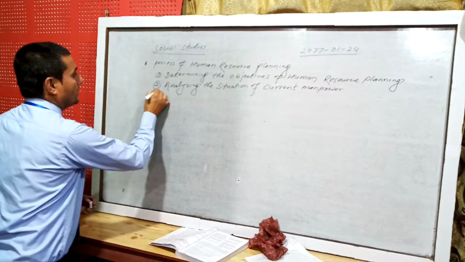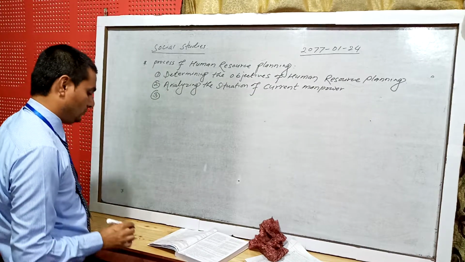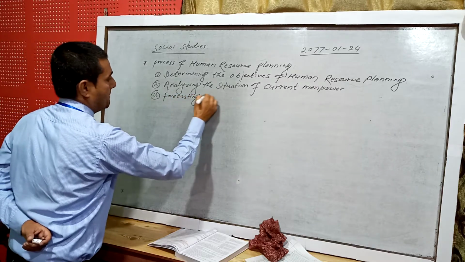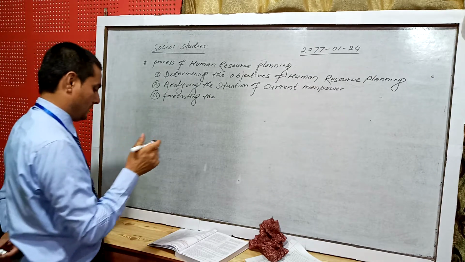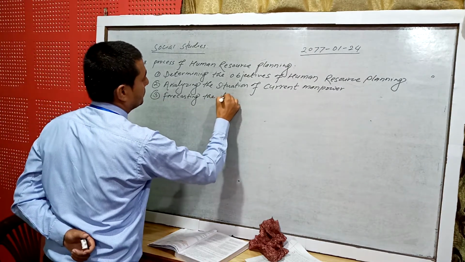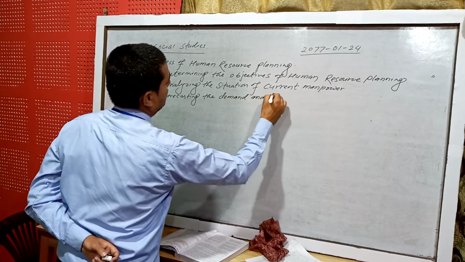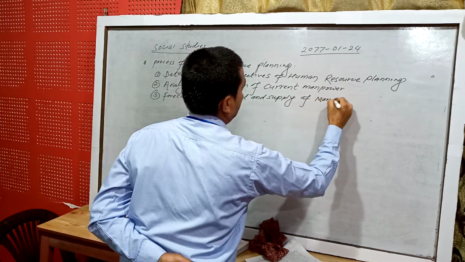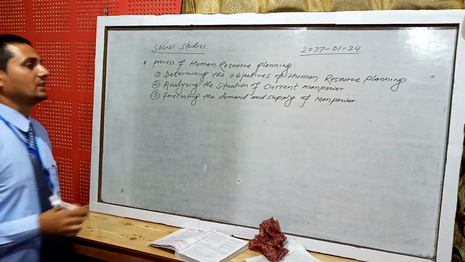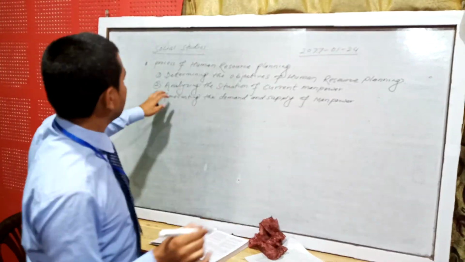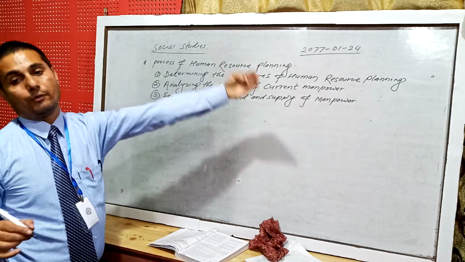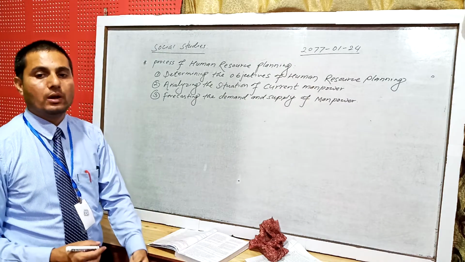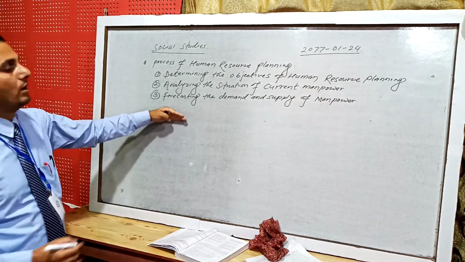Now similarly, the third process is forecasting the demand and supply of manpower. Now the next process is to forecast the demand and supply of manpower. What types of manpower are required? How are they recruited? How are they appointed? It should be forecasted.